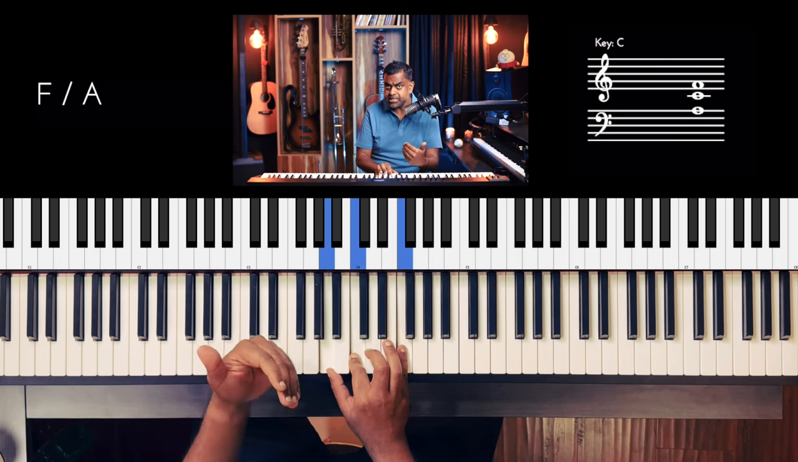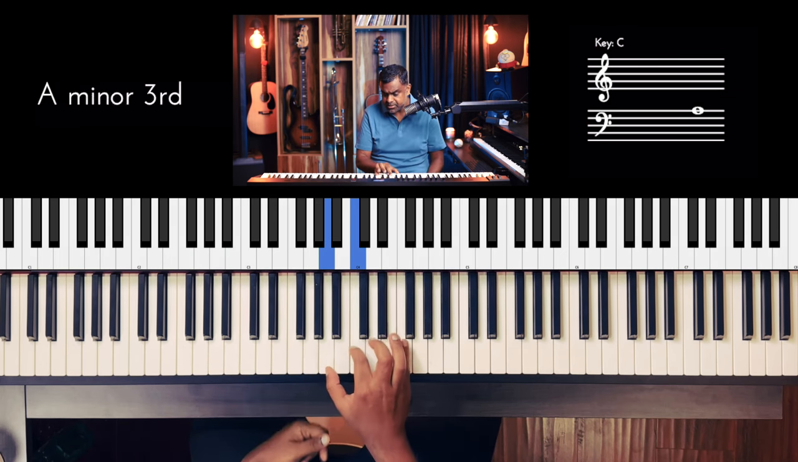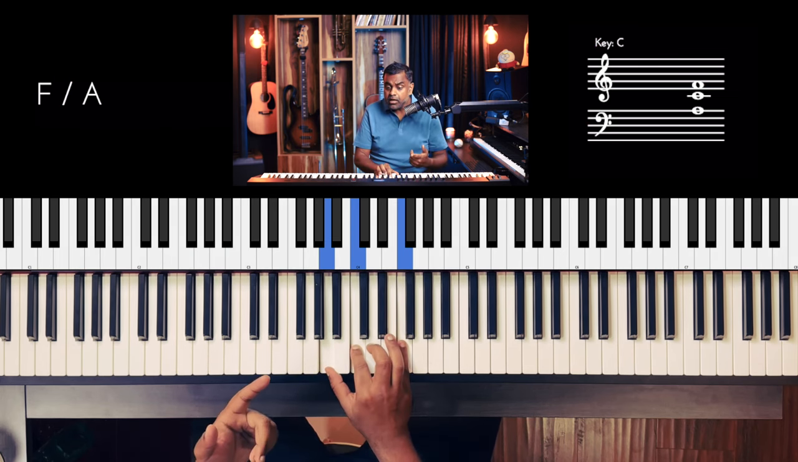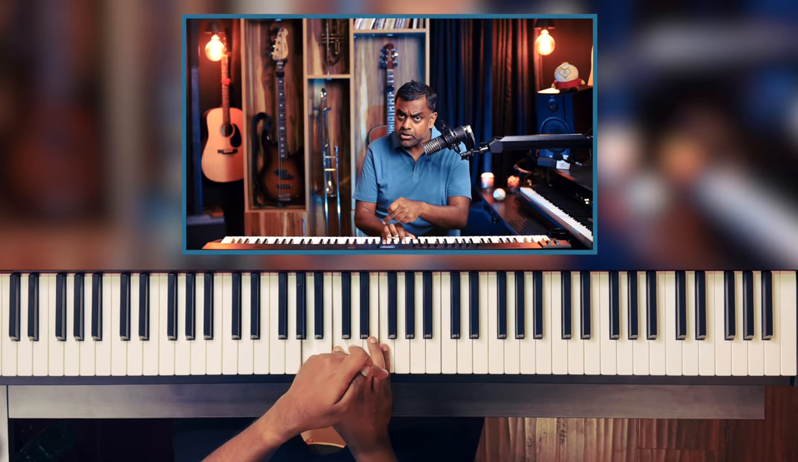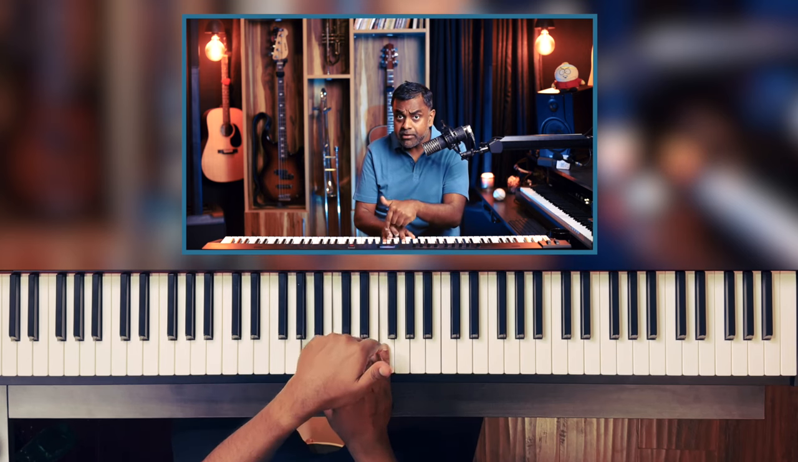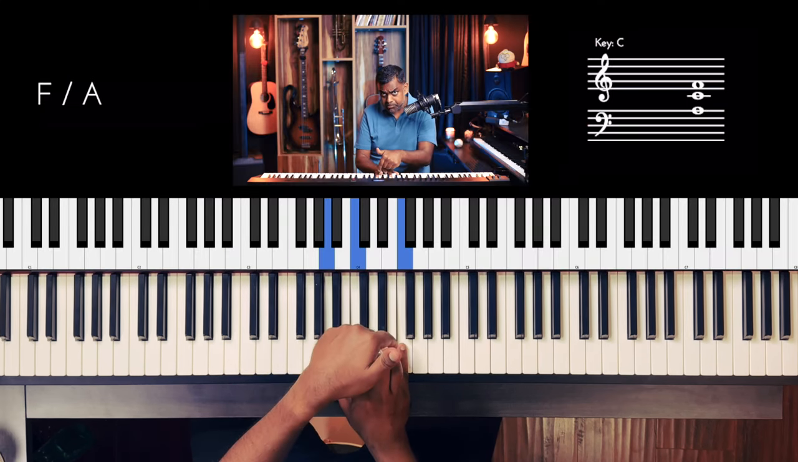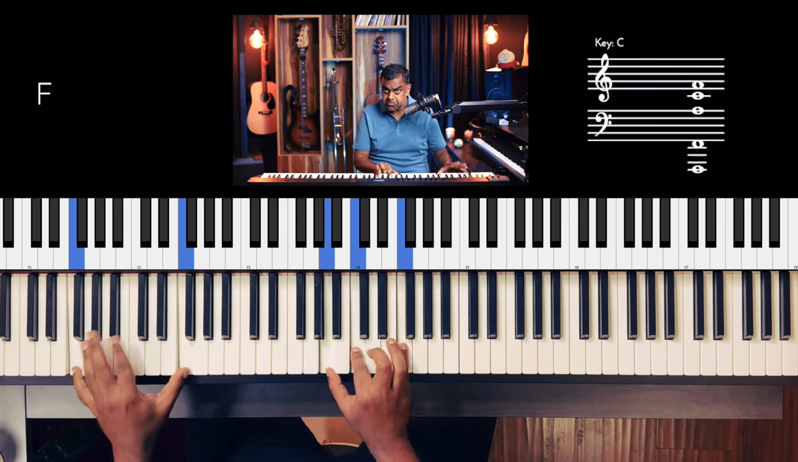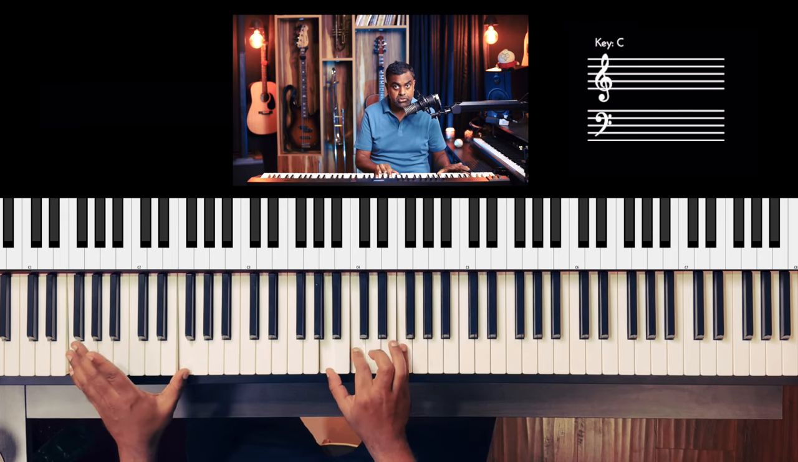Wait for 2 to 3 seconds for your ear to process. That's the top note. So the notes now are A C F. Now the root is up top. You can also reinforce it and get it down.